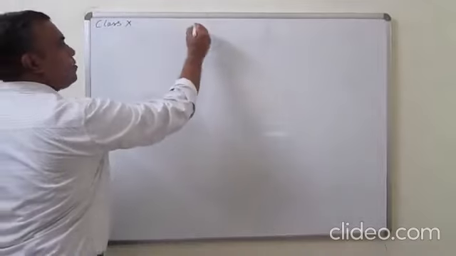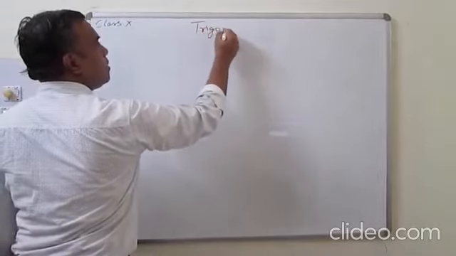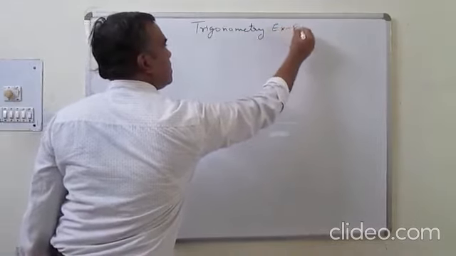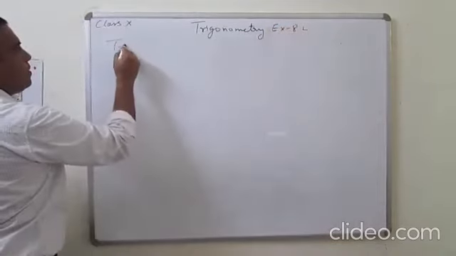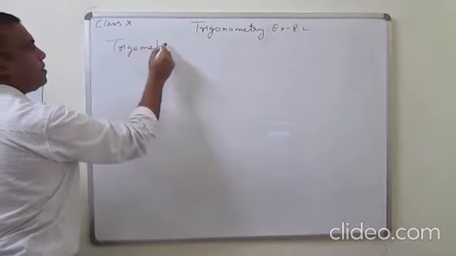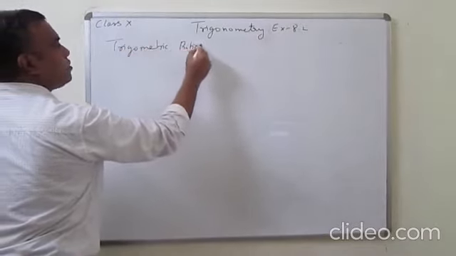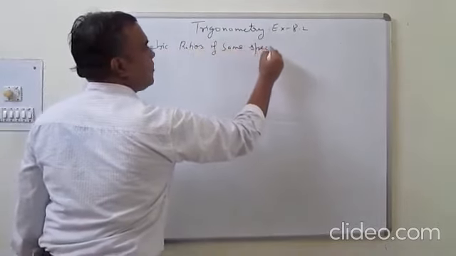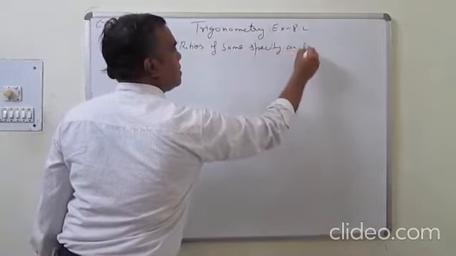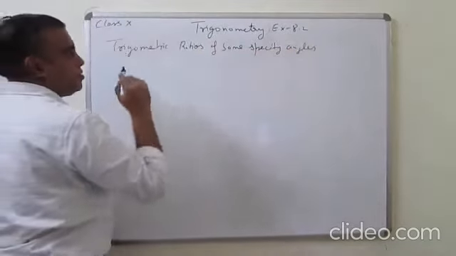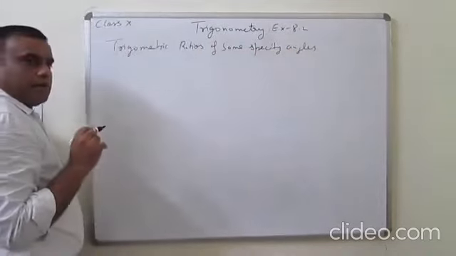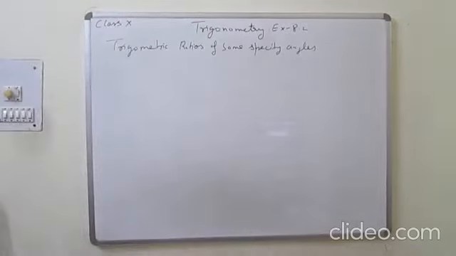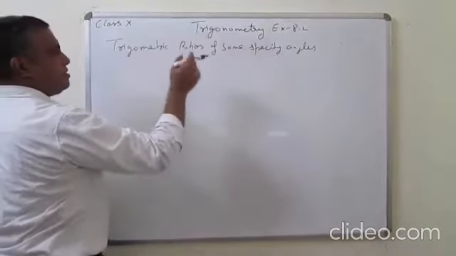Chapter 8, Introduction to Trigonometry, Exercise 8.2, Trigonometric ratios of some specific angles. So we will learn how to calculate the specific angles.